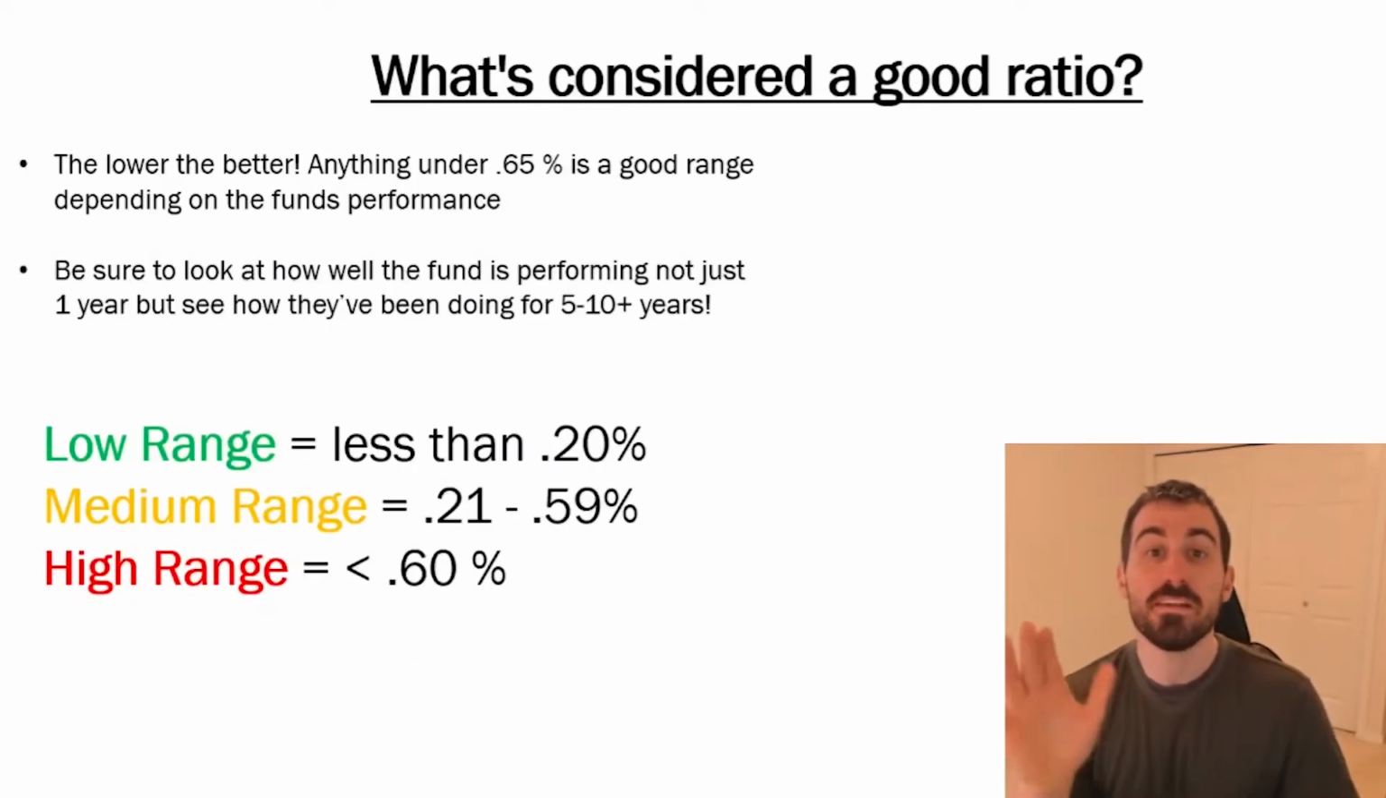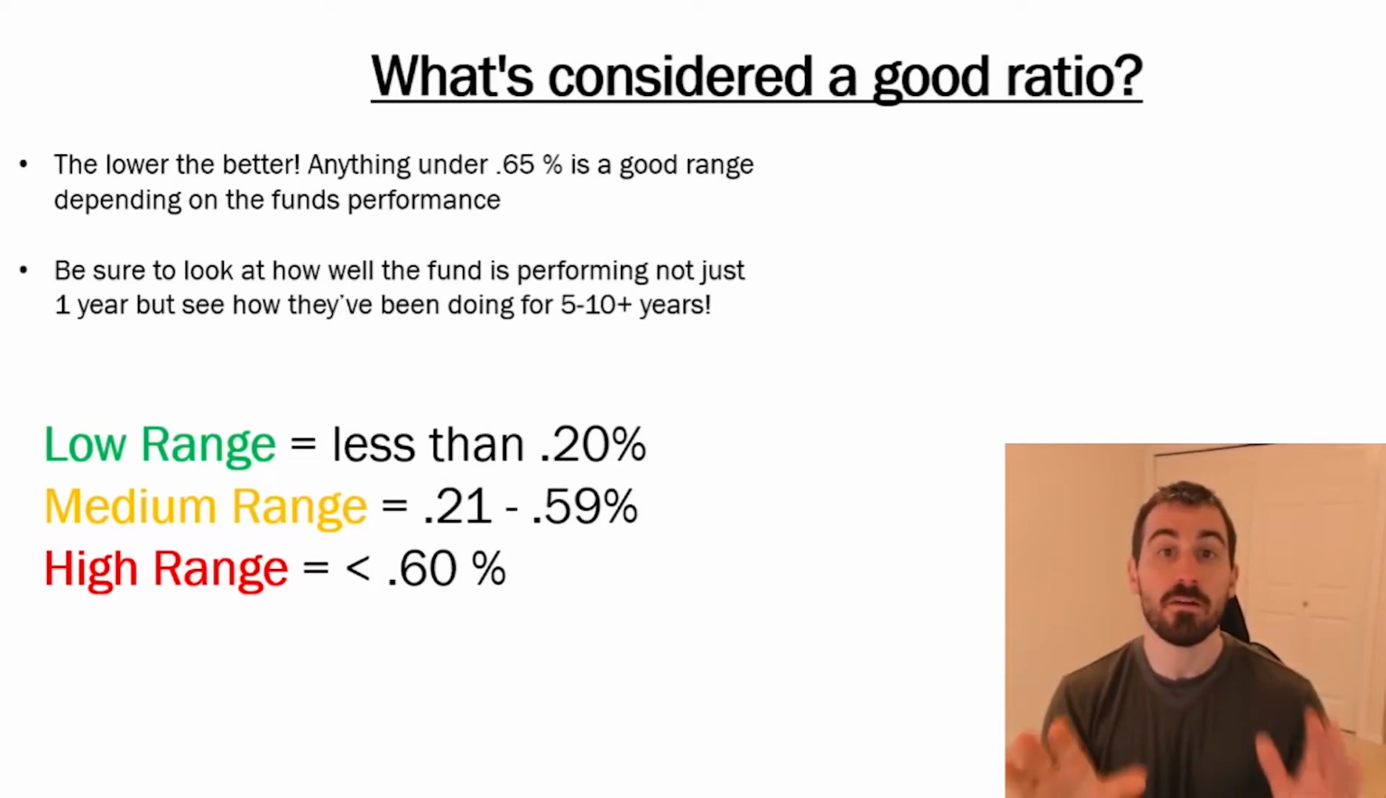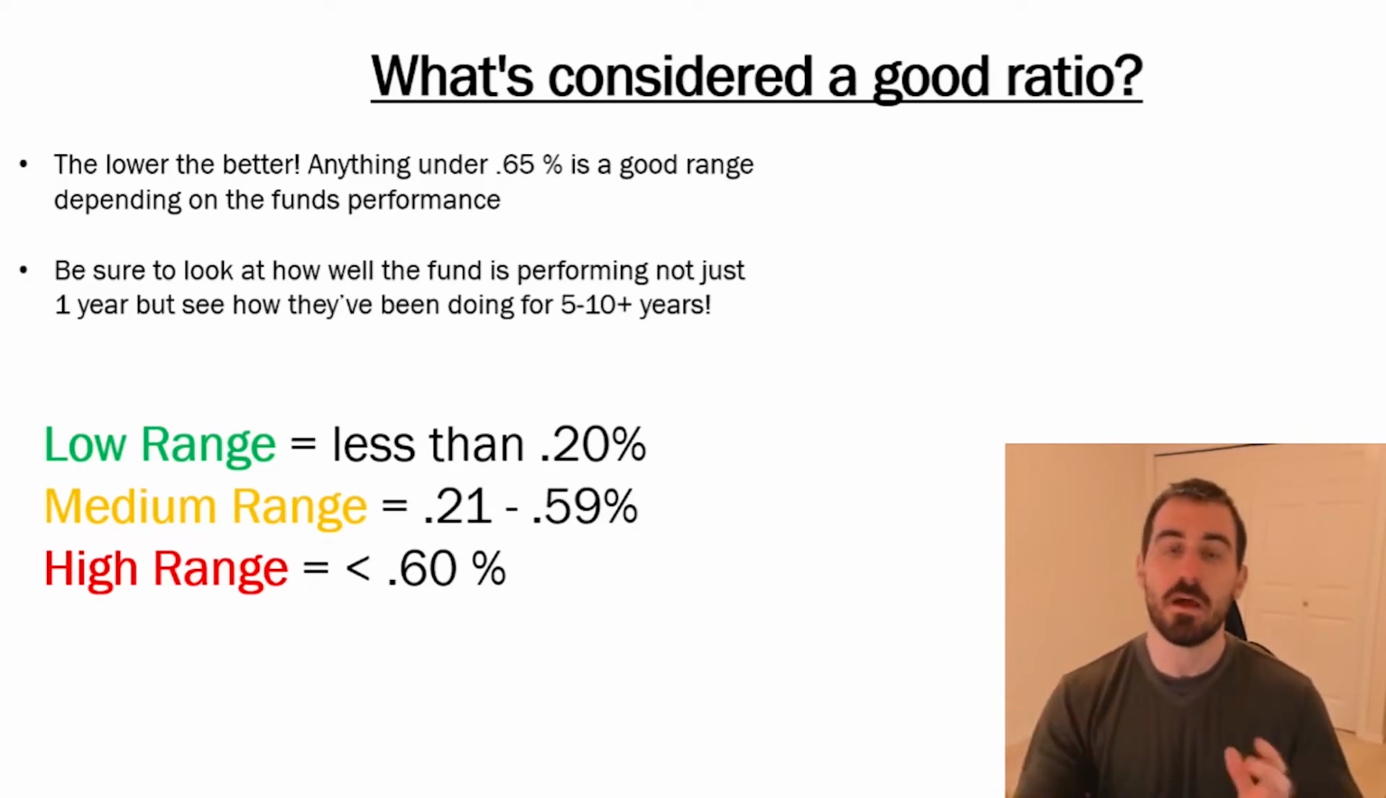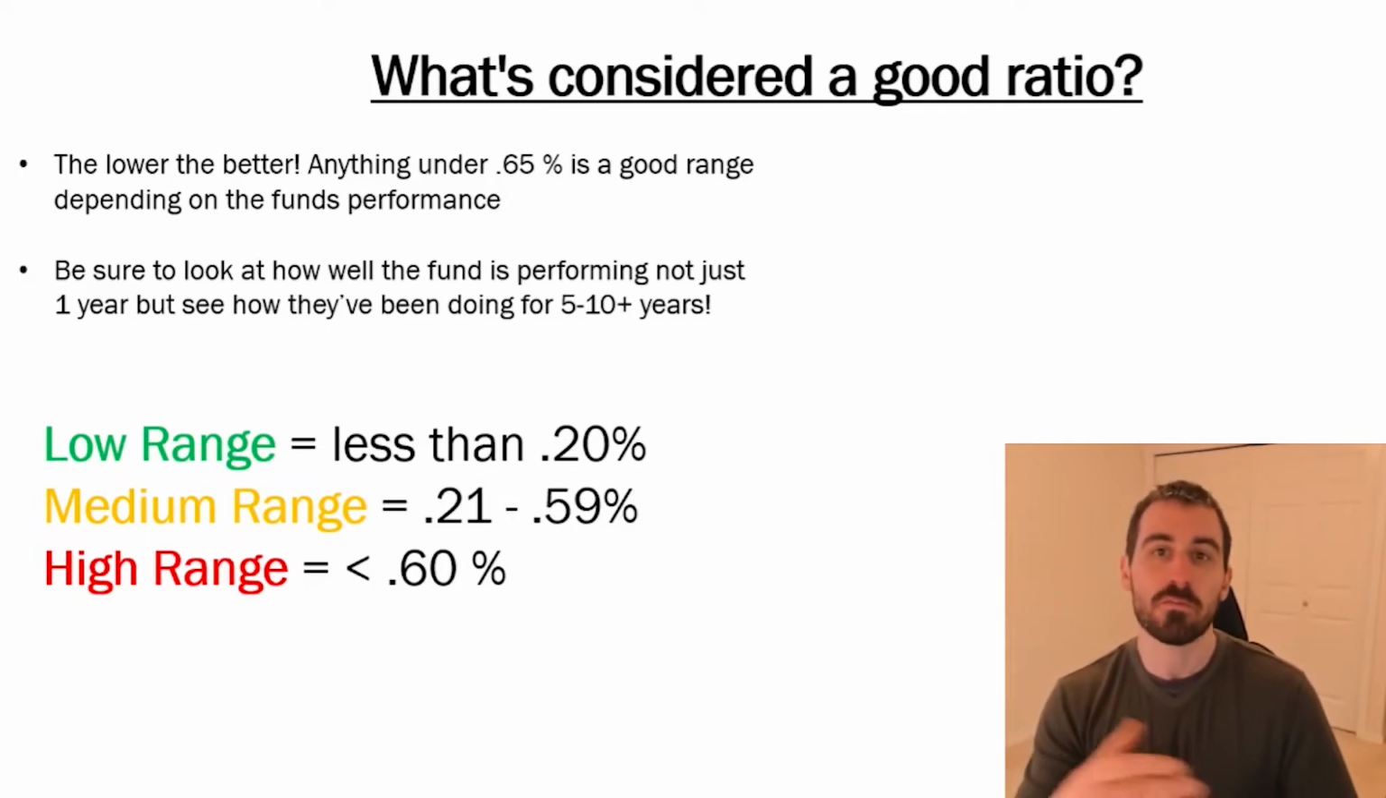Okay, so what is considered a good expense ratio? Obviously the lower the better. Anything that is low is going to save you money in the long term. Anything under 0.65 is a good to decent range for your fund. Also, when you're checking out these ETFs and mutual funds, you want to look at how they're performing, not just 1 year, not just a few years, not just a month. You want to look at how they're doing 5 to 10 years out. That's a better indication of how they are performing within the market. So 5 to 10 plus years is great.